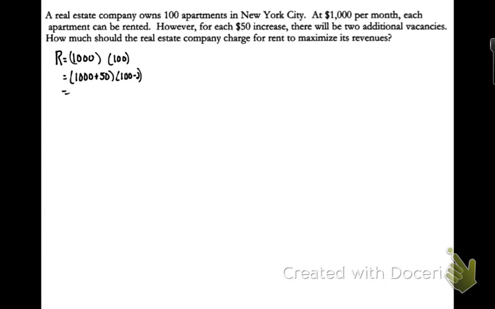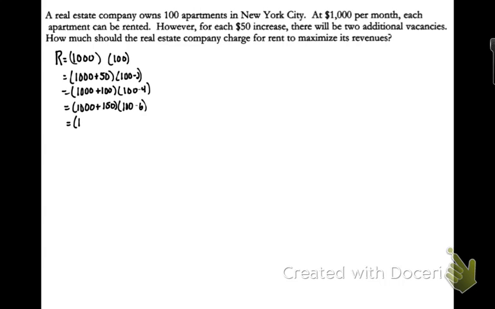And if they increase the rent a second $50, then they will also lose another 2 people. And if they increase it a third $50, then they will lose another 2 people. So every time they increase the rent $50, they lose 2 people.